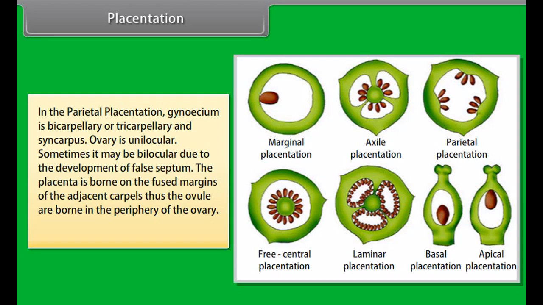Ovary is unilocular. Sometimes it may be bilocular due to the development of a false septum. The placenta is borne on the fused margins of the adjacent carpels, thus the ovules are borne on the periphery of the ovary. Example, Cruciferae.